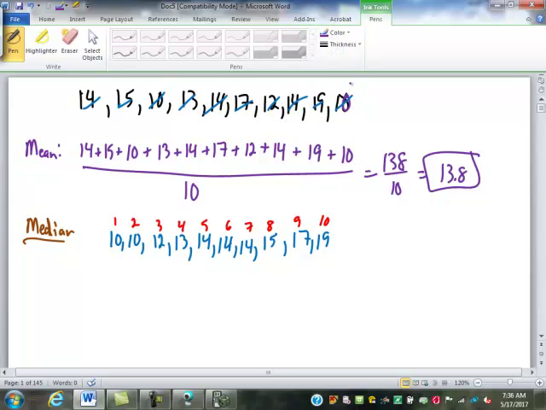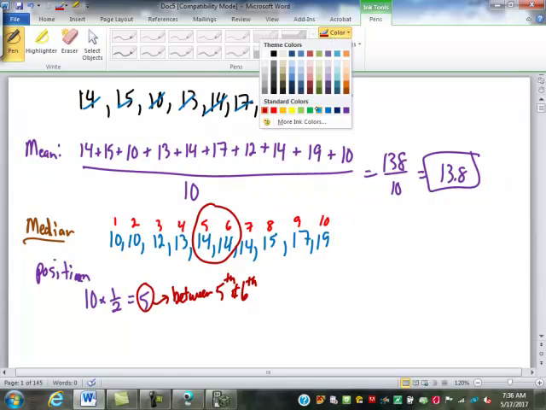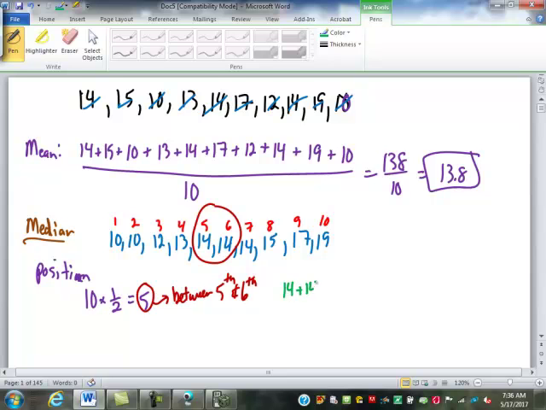Second step in finding the median is to find the position, and that's n times 0.5. So n here is 10 times 1/2 or 0.5 gives me 5. And since that is a whole number, it's telling us it is between the 5th and 6th number. Technically what you would do is add them together. 14 plus 14 divided by 2 is 14. Either way, it's 14.